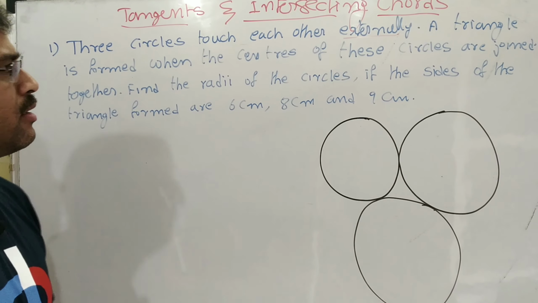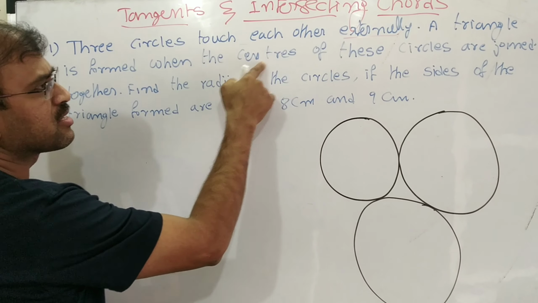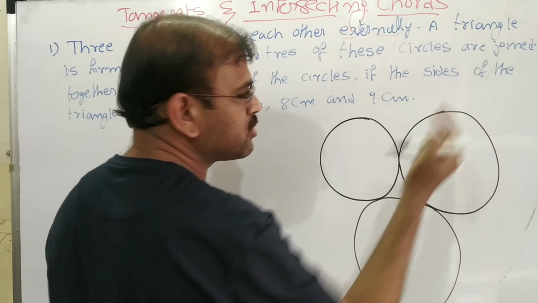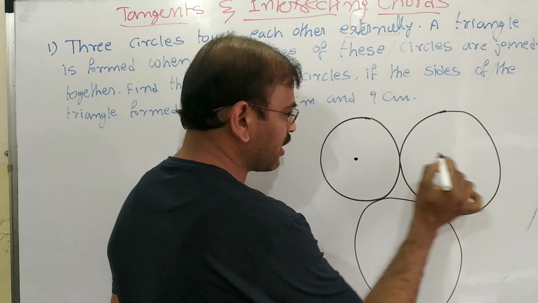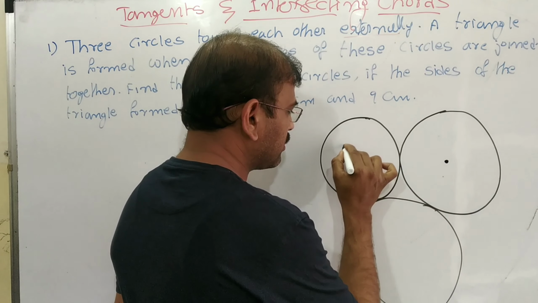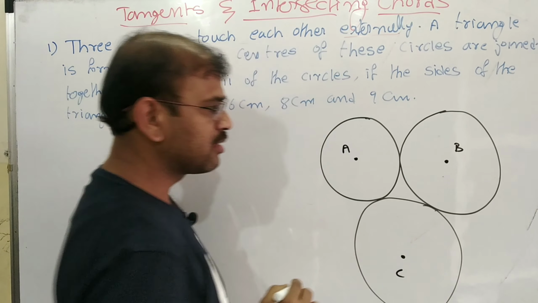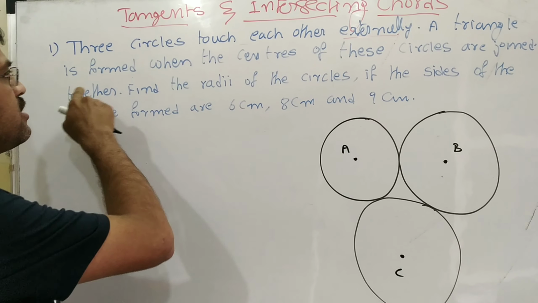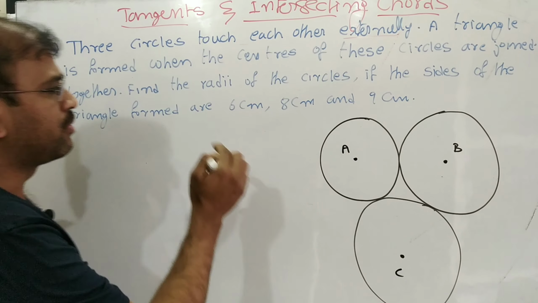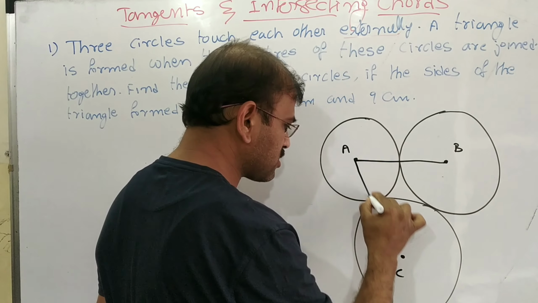I have drawn that. A triangle is formed when the centers of these circles are joined. So now I am plotting the centers. I am giving the centers the names A, B, C. Now what does our question say? A triangle is formed when you join the centers of these circles.